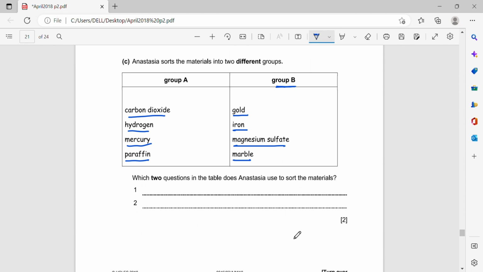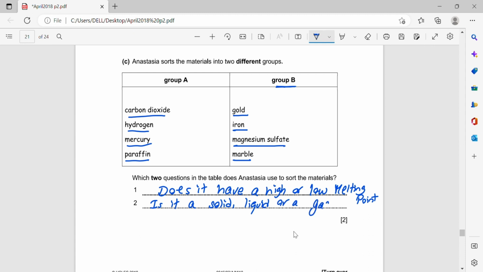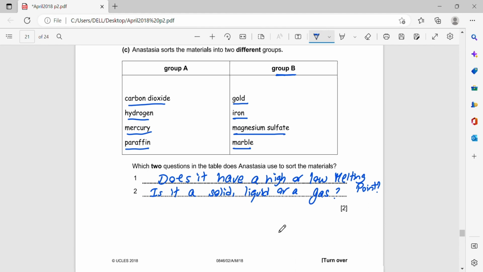So what was the first question she used? Does it have a high or low melting point. What is the second question? Is it a solid, liquid or a gas. According to these questions she sorted them out.